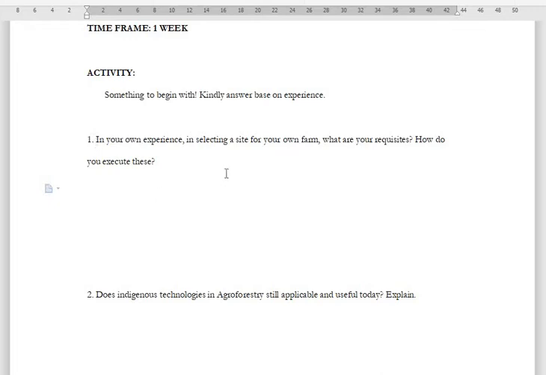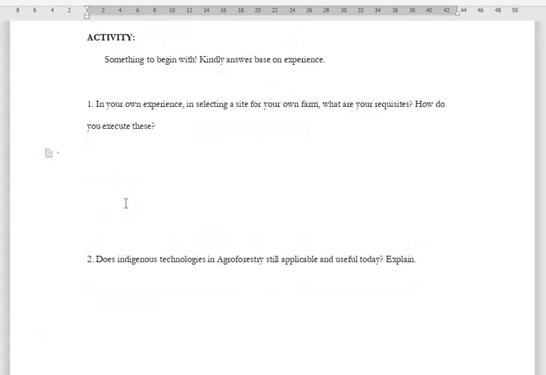So in your own experience in selecting a site for your own farm, what are your requisites? How do you execute this? What does it mean, ma'am? So if you were to establish an agroforestry farm, based on what you like and what you learned in school and in our lesson, what are your requisites, what would you take note of that you should follow or establish so you can choose your area, where to place your agroforestry farm. So how would you execute it, considering the methods tackled in the lesson as you go on. So next, the methods of our ancestors, what are they?